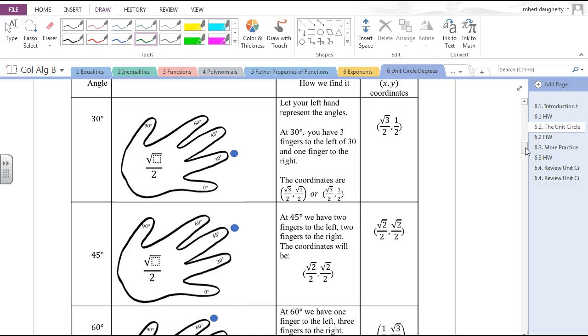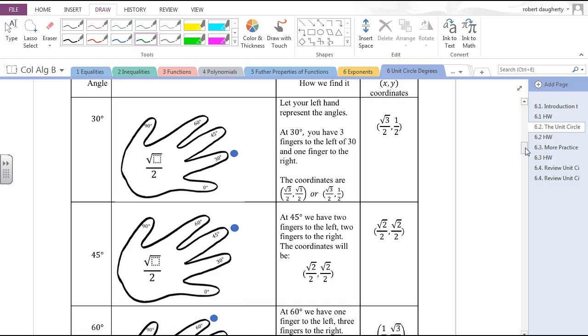I just look at the 30, the 45, and 60 are the ones I'm trying to remember. So when I look at the 30, that's square root of 3 over 2 and 1/2. See what I'm saying? Now when I get to 45, I got 2 fingers on the left, 2 fingers on the right. So I've got square root of 2 over 2, square root of 2 over 2.